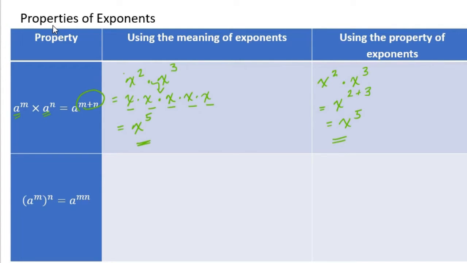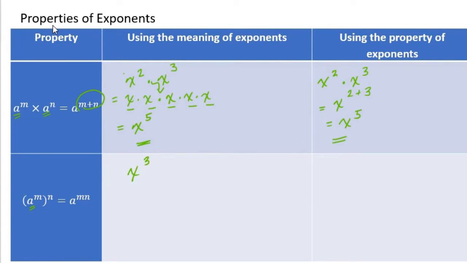So what's going on in our second property? Well, here we only have one base, a, and it's raised to the exponent m. And then all of that is being raised to a second exponent n. What are we being told to do with these exponents? Well, this time we're still only going to write the base once, but we're going to multiply our exponents together. Let's look at an example.